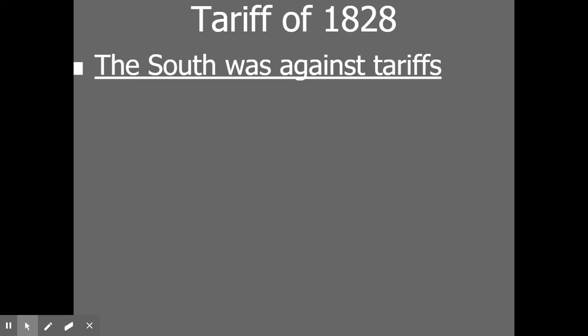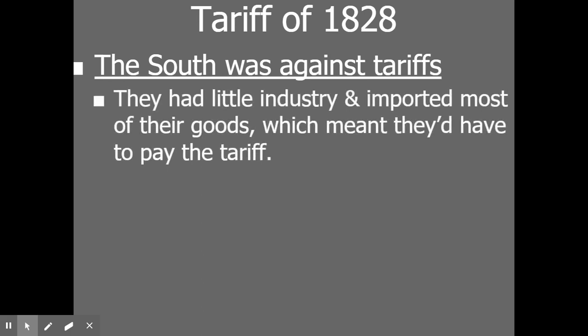Now think about it. What did I tell you earlier about the South? What did the North have that the South did not have? Yeah, industries. The South didn't have any industry. They imported most of their goods. So that meant if they wanted to keep buying those goods that they were importing from other countries, they were going to have to pay the tariff.